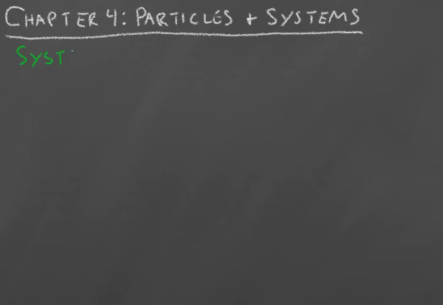So when we talk about a system, what we're really talking about is particles that interact within a boundary. Okay, so particles interacting within a boundary. And so that's a system. So for example, we could have an atom.